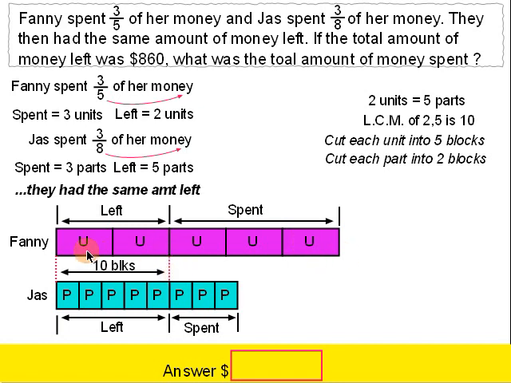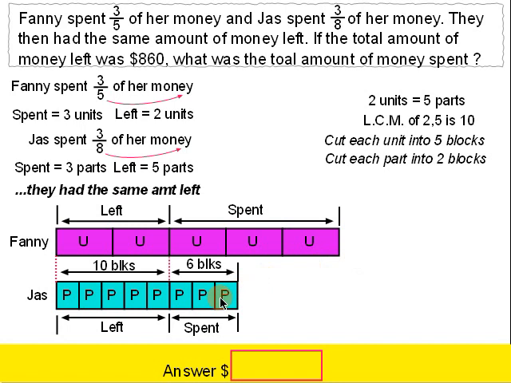Okay, since 1 unit is equal to 5 blocks, 2 units will be 10 blocks, which is equivalent to 5 parts. Okay, so 1 unit is equal to how many blocks? 5 blocks. So you make sure that you put it down here. Alright. So each part is equal to 2 blocks.